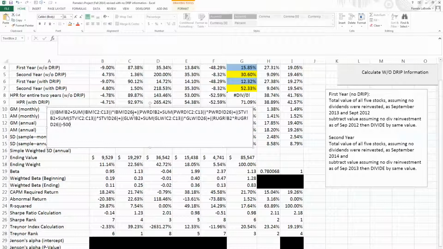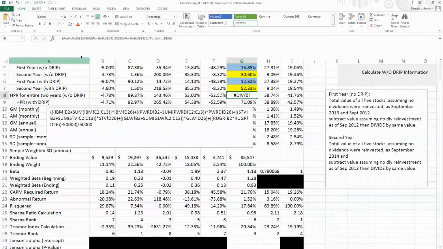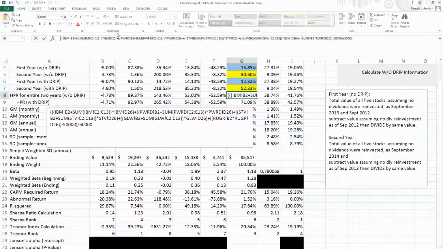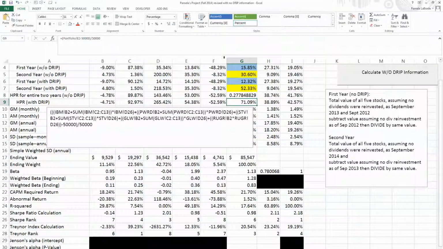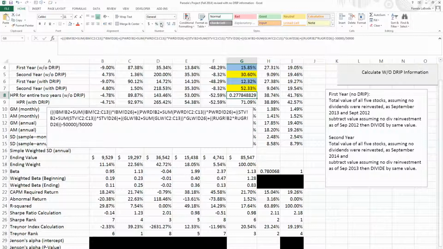Well, in this case, I can just type it in. It's 50,000 because that was our starting value. Close the parentheses for the entire numerator, and then divide by 50,000. And then I'm just going to copy this and paste it here. And don't forget to put an equal sign in front to make it a formula. And again, that is a percentage.